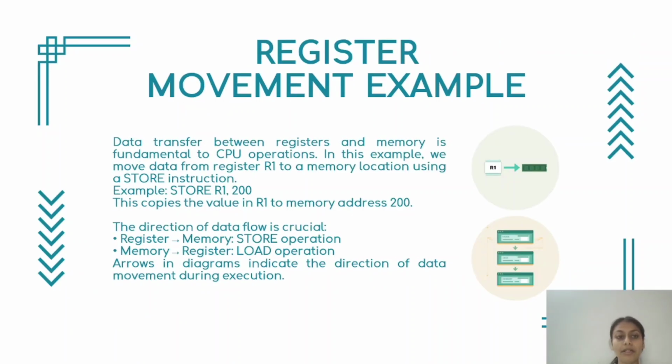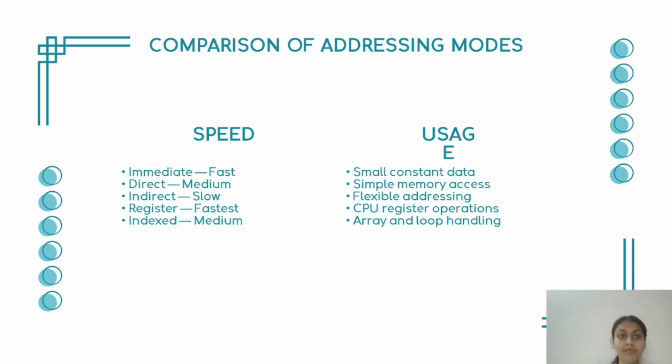Register movement example. Data transfer between register and memory is fundamental to CPU operation. In this example, we move data from register R1 to a memory location using a store instruction. Example: store R1 2000. This copies the value in R1 to memory address 2000. The direction of data flow is crucial. Register to memory is a store operation; memory to register is a load operation. Arrows in a diagram indicate the direction of data movement during execution.